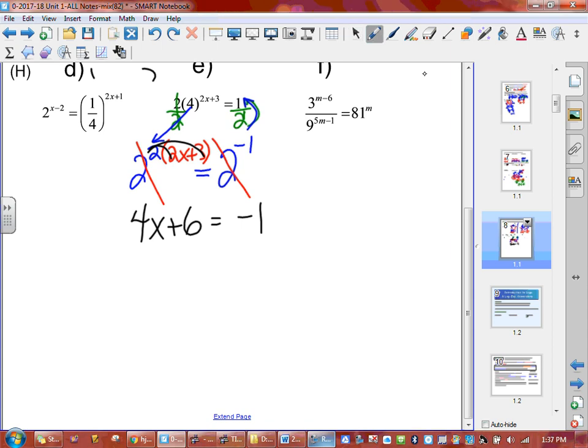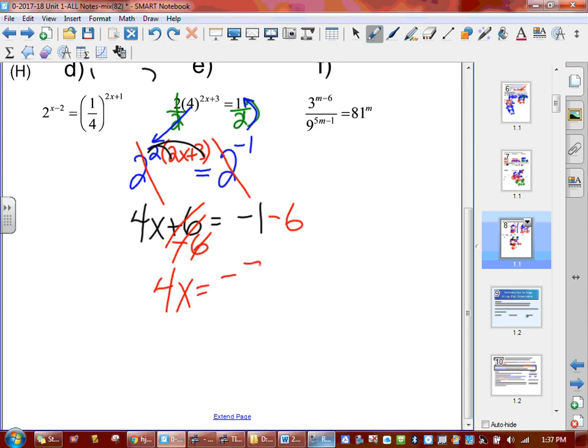-7. This answer will be a fraction. So we have to divide out the 4. We're going to get x equals -7 over 4. Is it an exact decimal? Yeah, it's nice. -1.75? Okay. So it's an exact decimal, so you can use the decimal answer for sure.